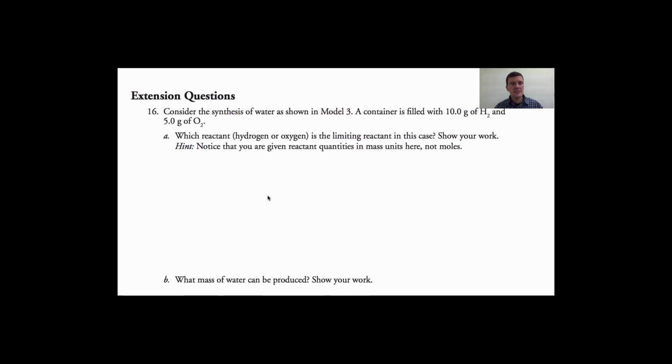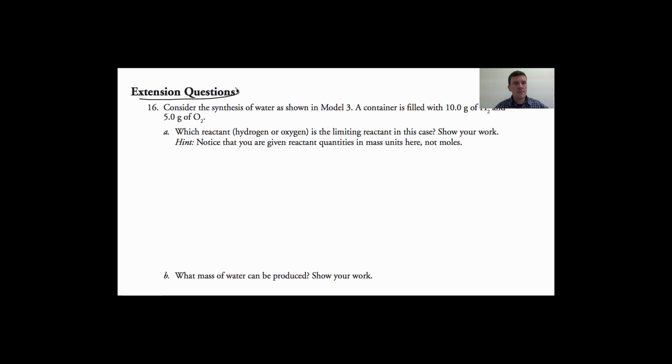Let's look at the extension questions and talk a little bit about the reaction continuing here with hydrogen and oxygen. It says, consider the synthesis of water. As we talked about before, a container is filled with 10 grams of hydrogen, 5 grams of oxygen. So let's write down hydrogen and oxygen producing water. If we balance this, we have to have a 2 and a 2 there.